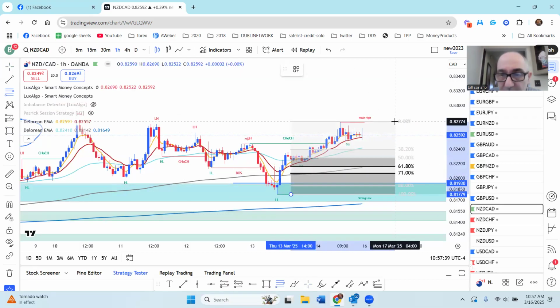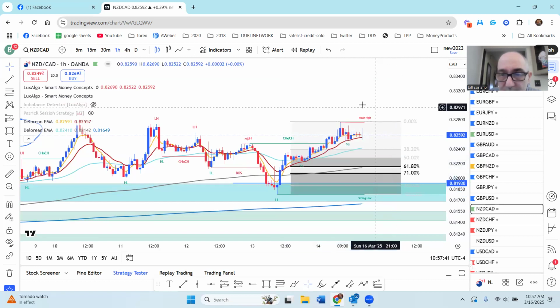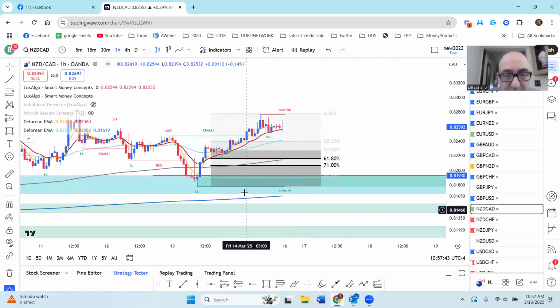We draw from there to there, right? And we can enter here on the 61.8. We can enter on the 71, or we can wait for price to drop all the way down to our refined supply zone, and we can enter from there. Okay, so it's giving us three different places to enter from, right?